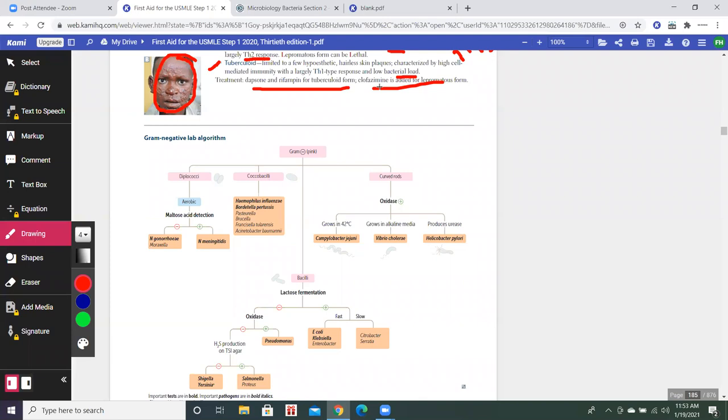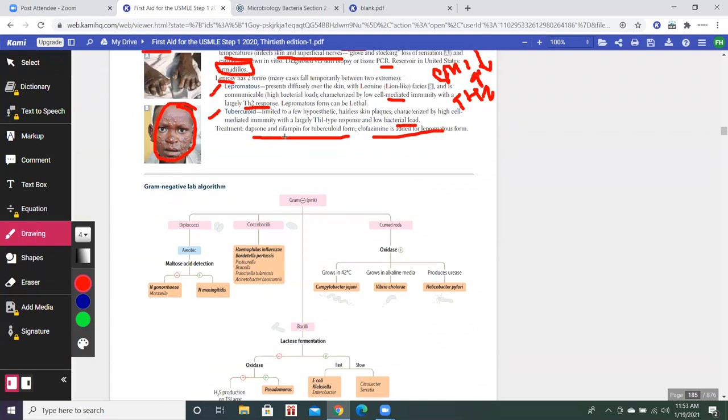Before we begin gram negative, just go through the last bacterial organisms which we read to make sure that you don't mix it up. Okay, this is tuberculoid. No, look, dapsone and rifampin for tuberculoid, clofazimine is added for lepromatous form. Do you understand what I mean? So for lepromatous leprosy, you will give clofazimine along with dapsone and rifampin. Have you guys understood what I just said?